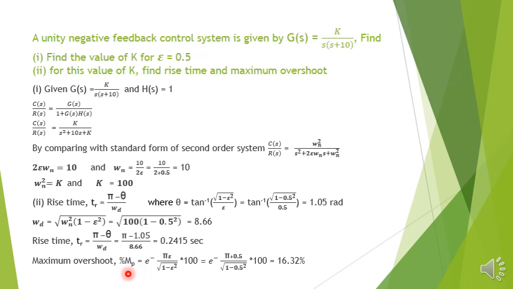Next, maximum overshoot. As per the formula, percentage overshoot is equal to e to the power minus pi zeta divided by root of 1 minus zeta square, into 100. So e to the power minus pi into 0.5 divided by root of 1 minus 0.5 square, into 100, equal to 16.32%.